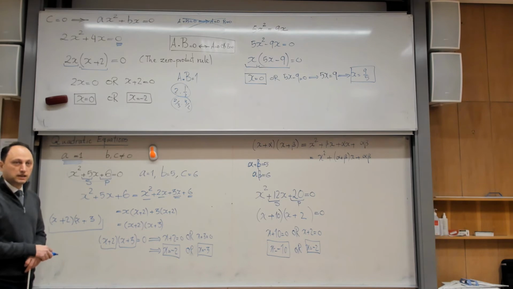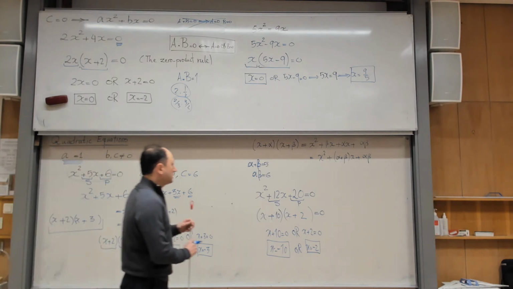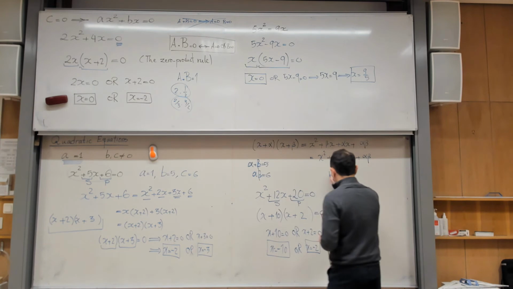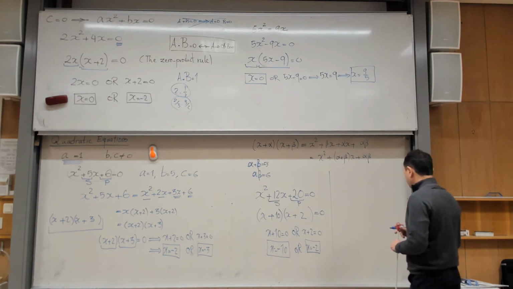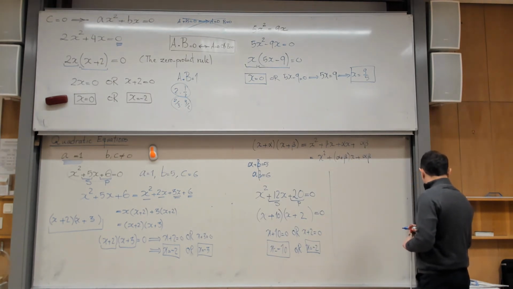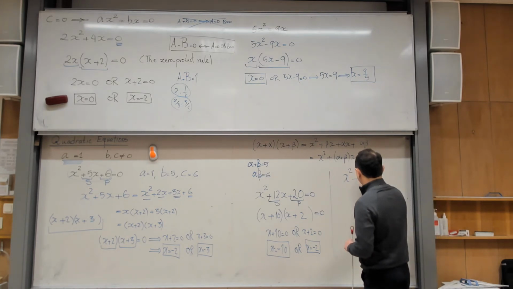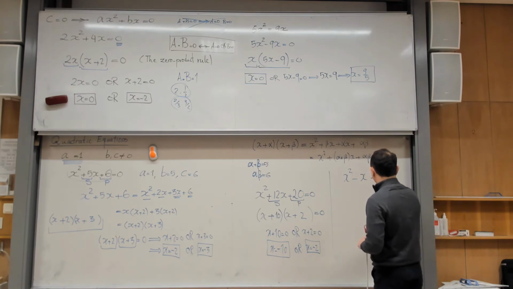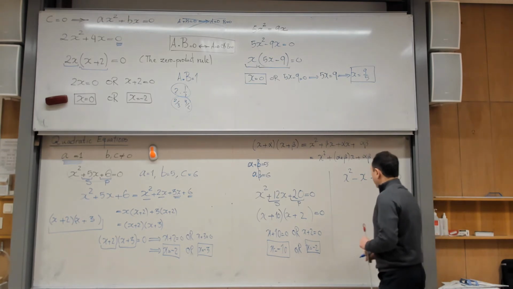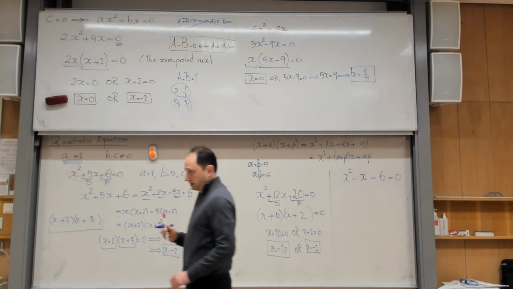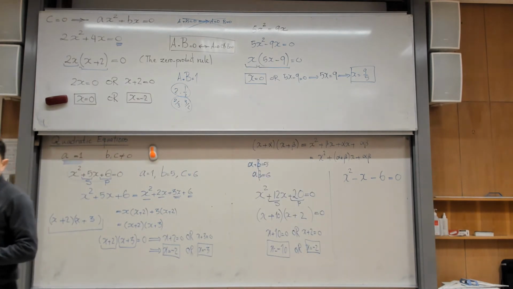Understandable? Let me give you one more example. Actually, this is good to practice a little bit about factorization. So let us see how you think about this problem. x squared minus x minus 6 equals 0.